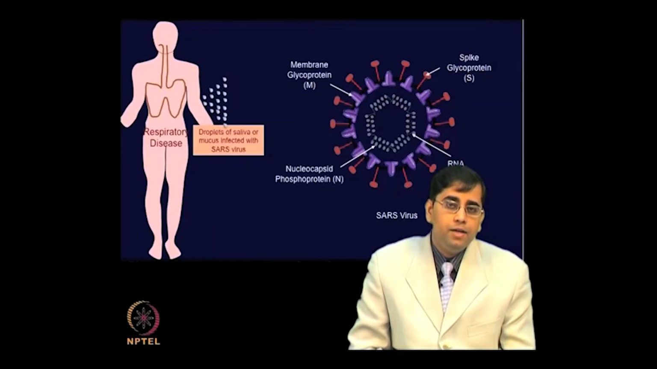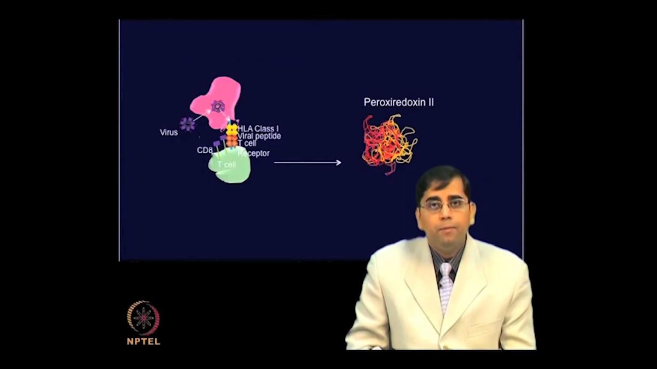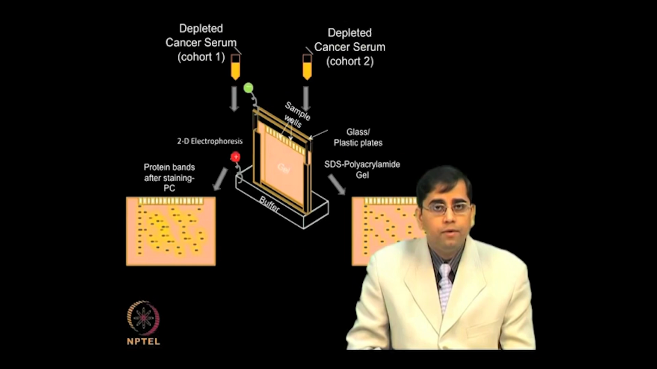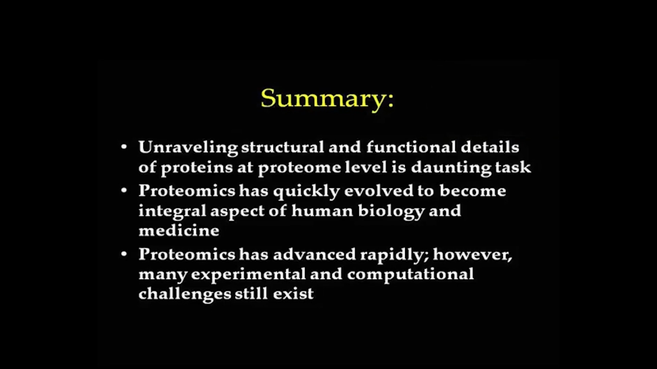Two-dimensional electrophoresis, DIGE followed by mass spectrometry technique has been applied for many applications. Some of these applications will be discussed in this module of gel-based proteomics. This century is considered as century of biology, in which life science research is undergoing a profound transformation by employing various omic technologies. So, in summary, unraveling structural and functional details of proteins at the proteome scale is very daunting task. However, proteomics has come to mean virtually everything in protein research, and it has quickly evolved to become an integral aspect of human biology and medicine.